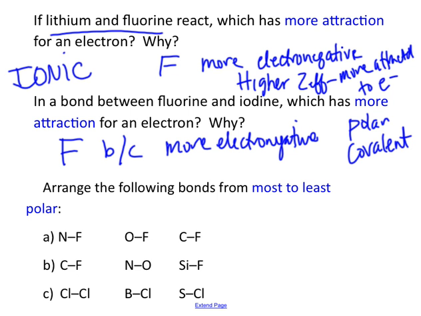All right, for this one, we're going to arrange the following bonds from most to least polar. So the further apart they are, the bigger the difference, the more polar. The closer they are, the smaller the difference in electronegativity, the least polar. So try to locate stuff on the periodic table. N to F, O to F, and C to F. That one's easy because F is staying still, right? So which one is the most polar? C to F is the most. And then N to F, and then O to F.